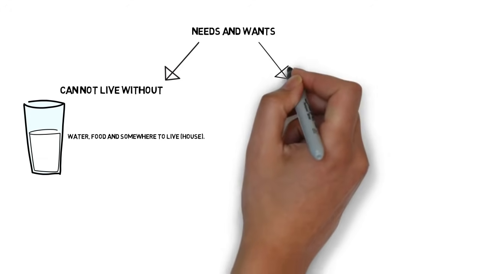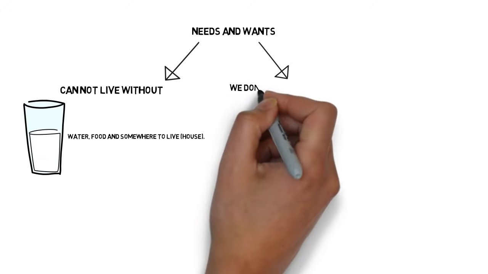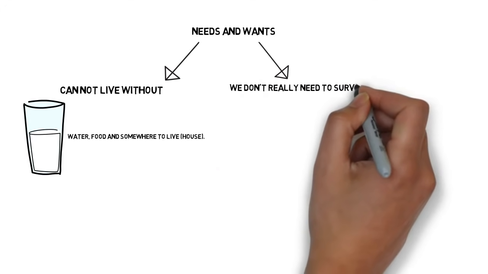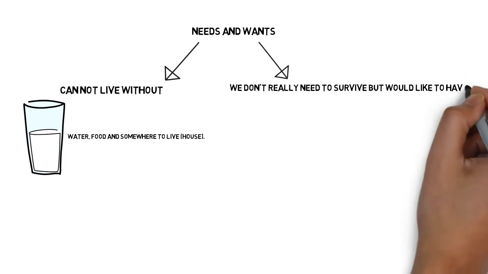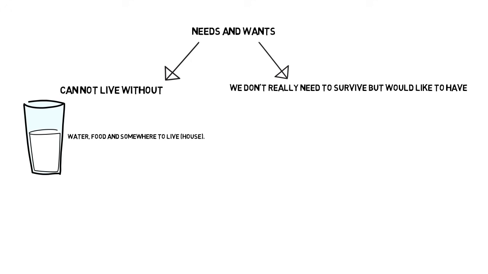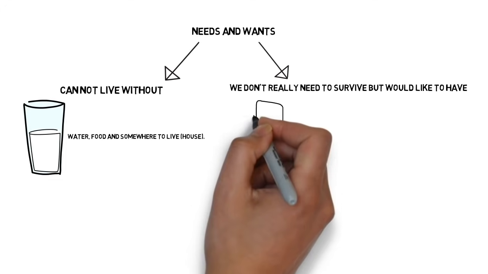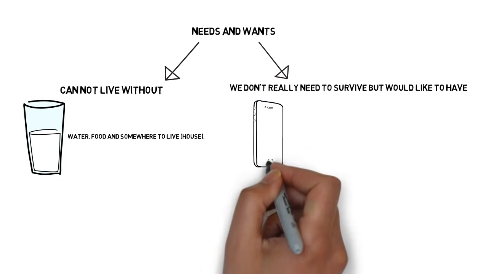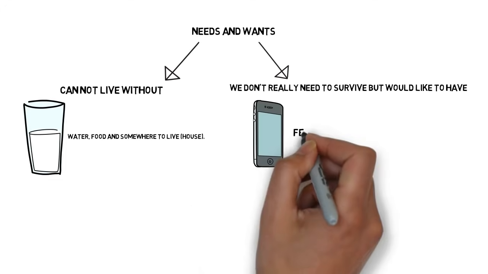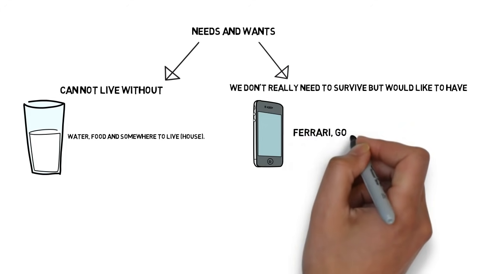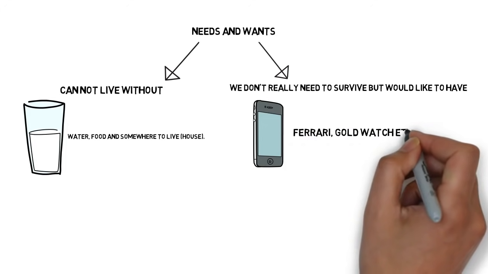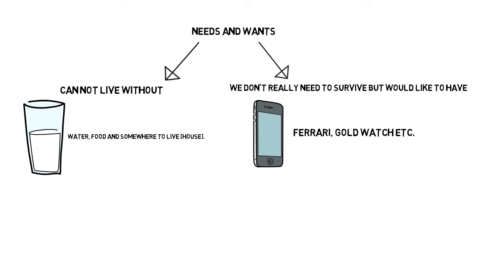On the other hand, wants. Wants are things that we don't really need to survive, but would like to have, a desire or a wish. So things that are not really essential, whereas needs are essential, wants are not essential. For example, iPhone XS. Do we really need an iPhone XS? Could we survive without an iPhone XS? Yes, of course we can. Ferrari, gold watch, for example. These are things that are wants that we don't really need to survive.